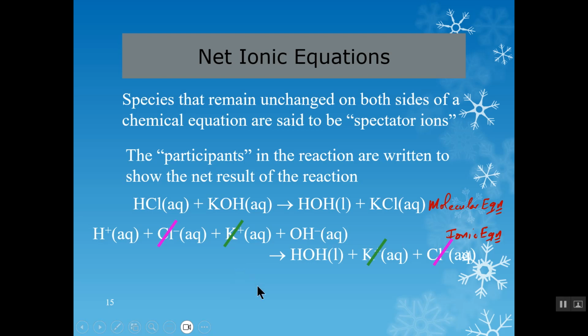So therefore, to get the net ionic equation, we just write down what is remaining after the cancellation of the spectator ions. And the final result would be H+ (aq) plus OH- (aq) to give H2O (l). And that will be the net ionic equation. Okay, so much for that.